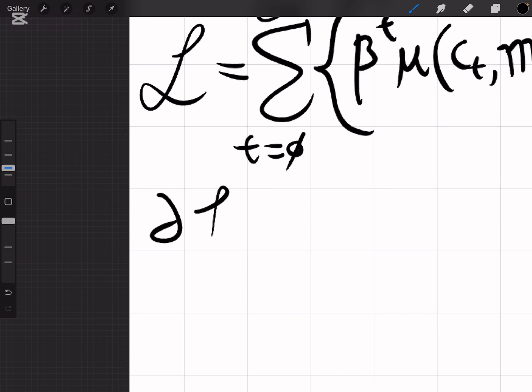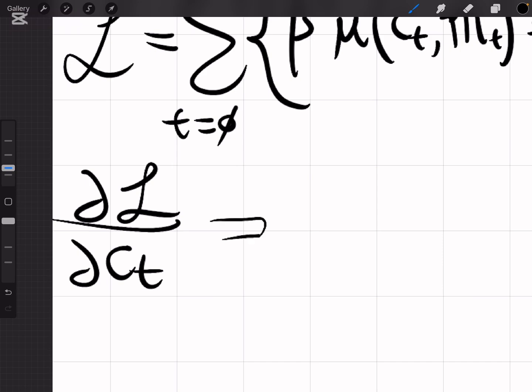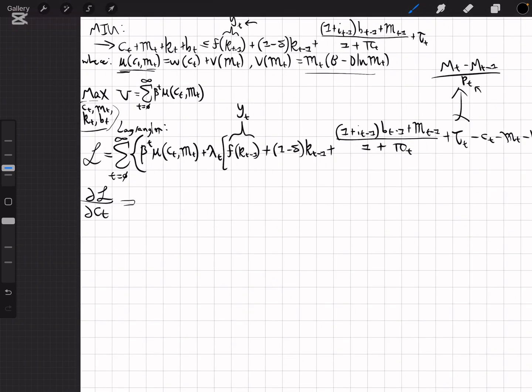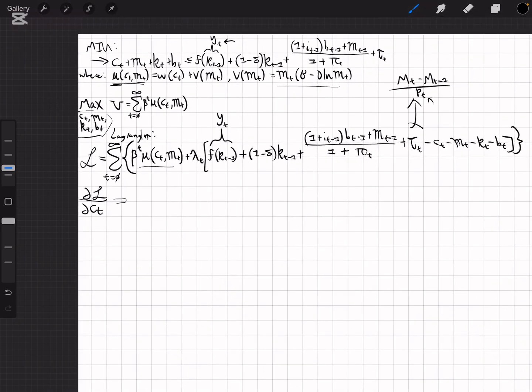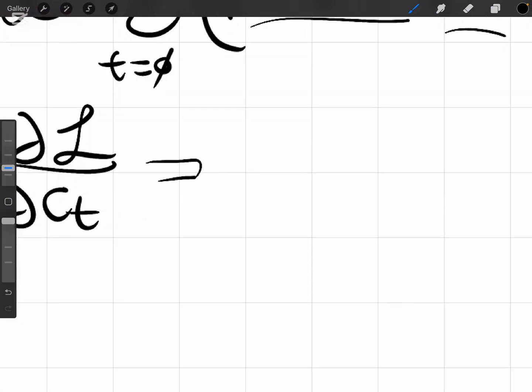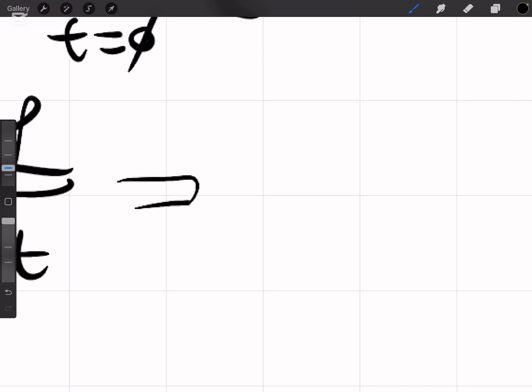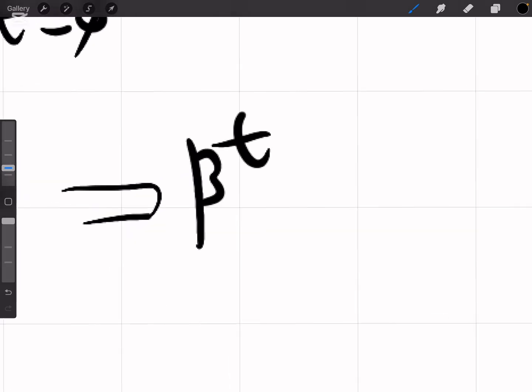So you take the derivative of the Lagrangian with respect to C_t. You know that's going to be there, and that's less C_t, and that's associated with that. At this point you're a pro.